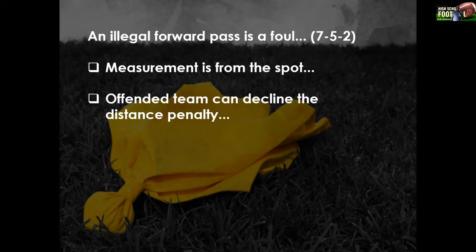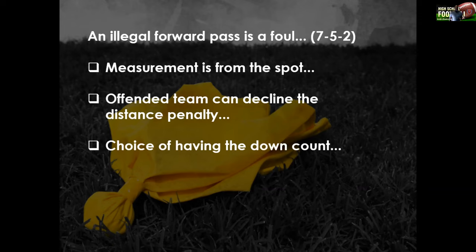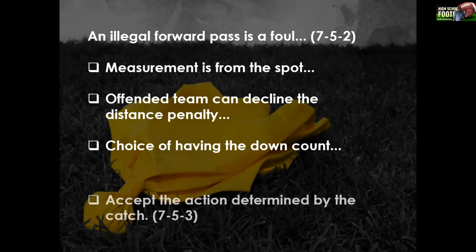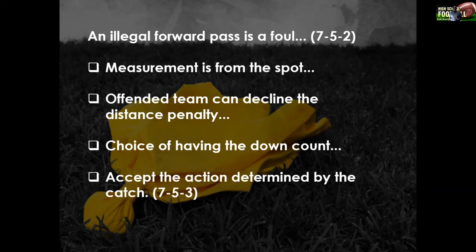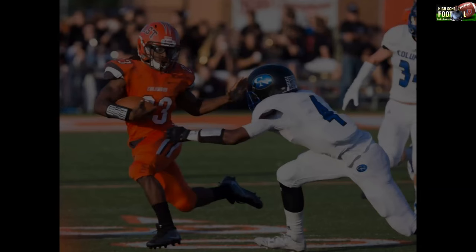All right, the defending team can decline the distance penalty. I don't know why, but they can decline it. The rules say you can decline anything you want. You don't have to accept it. And they can still choose the down to count, obviously. It's going to be a loss of down. Or accept the action determined by the catch. So if they intercept the ball, they can say, oh no, we want to take the ball. Even though it was an illegal forward pass, we caught it. We want to keep the ball and keep the action of the ball, right? And we're almost done here.